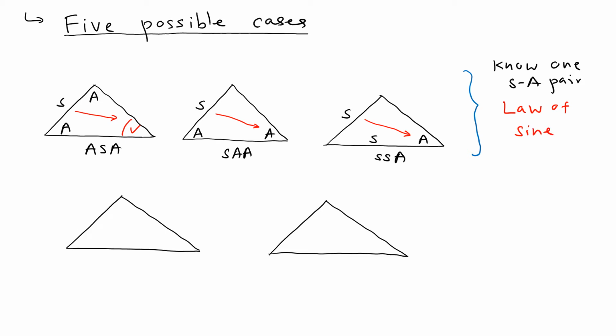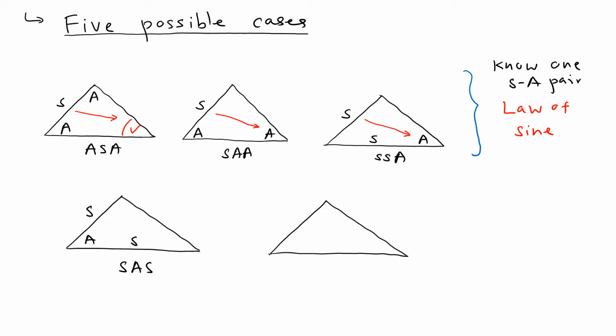Let's do the other two cases. The next one is what we call the SAS case. In this case we know a side, an angle, and another side. But you can see there's no way you can come up with a side-angle pair, because you don't know two angles. If you don't know two angles, you cannot directly find the other angle. So there's a difficulty here, and you cannot use the law of sines in this case.